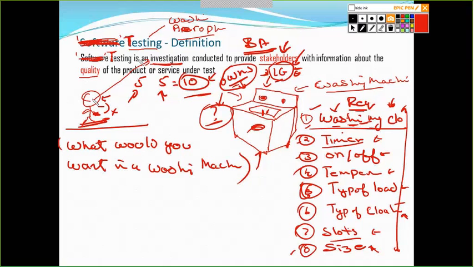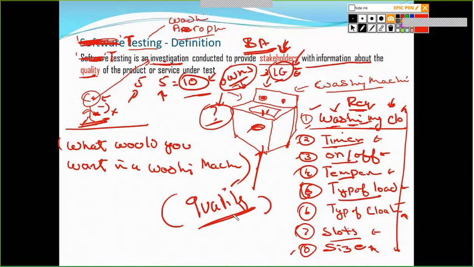So now, looking at this, you as an investigator will provide the stakeholder information about the quality. What are you trying to do here? You are testing whether the washing machine can wash, the timer works, you can switch it on, temperature works, you can put different types of load. This all indicates the quality of this particular product. If none of this works and you put it in the market, will anyone buy it?